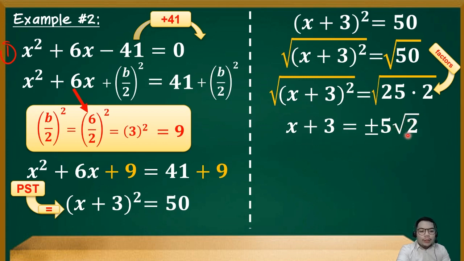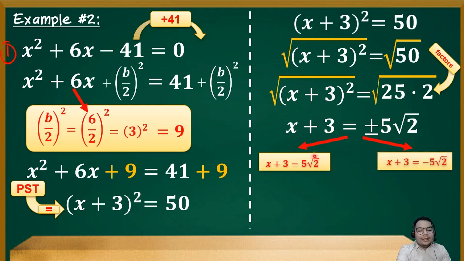So our resulting equation will now be x plus 3 is equal to positive or negative 5 square root of 2. In this case, all we need to do is divide this into two and make it simplified. So one is the positive 5 square root of 2 and the other is the negative 5 square root of 2.